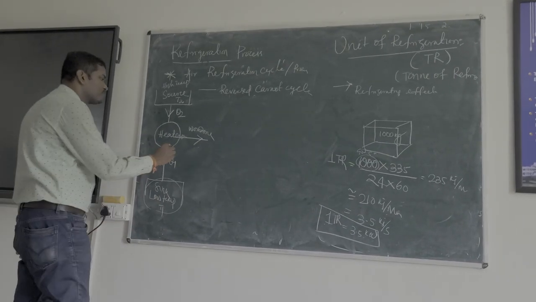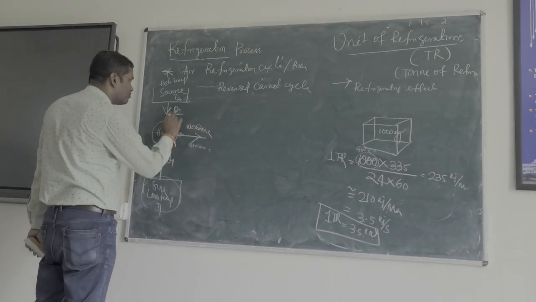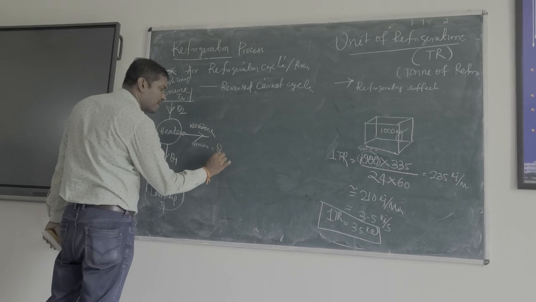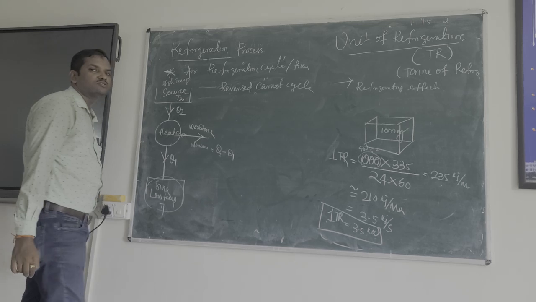For this figure, suppose this is the work done, then how much work done is there? Work done is equal to Q2, the amount of heat supplied, minus Q1, the amount of heat rejected, that is Q2 minus Q1.